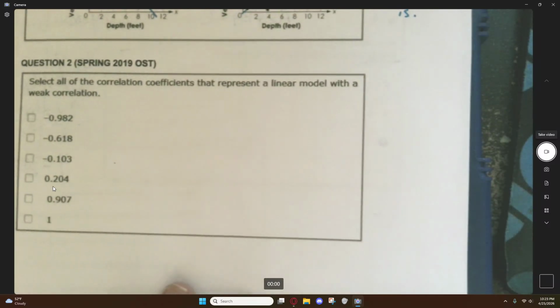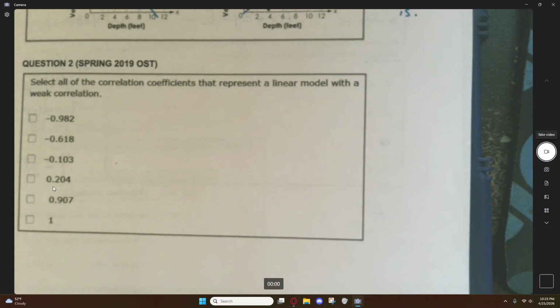Question 2. Select all the correlation coefficients that represent a linear model with a weak correlation. So this is anything close to 0. Select all, and I'll say it every time, and I still will: more than one correct answer.